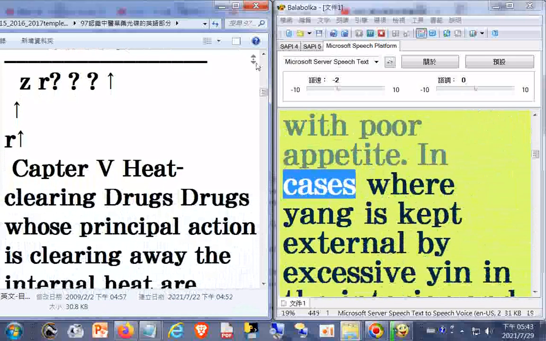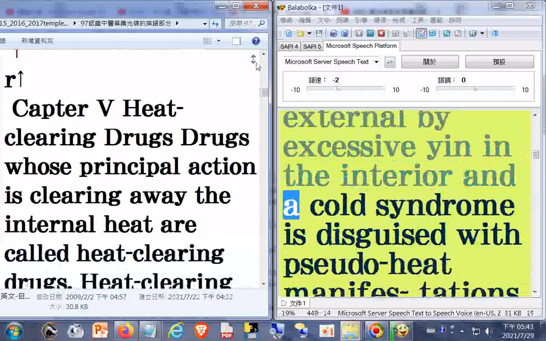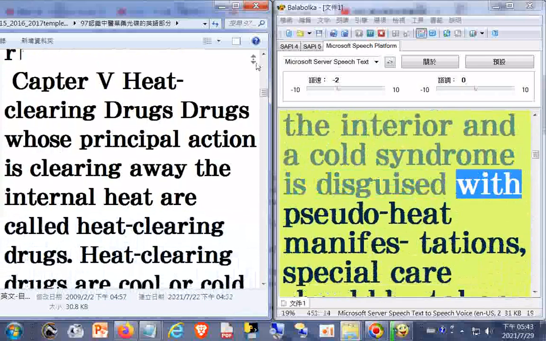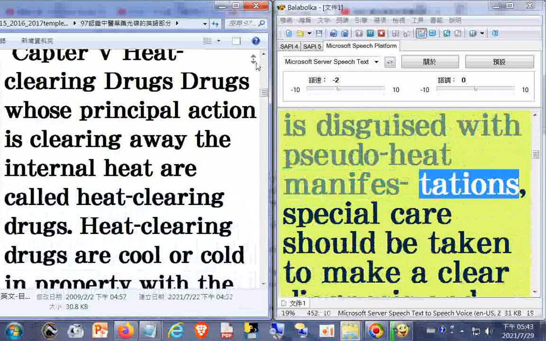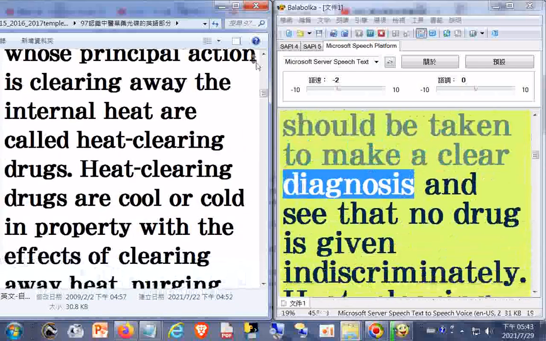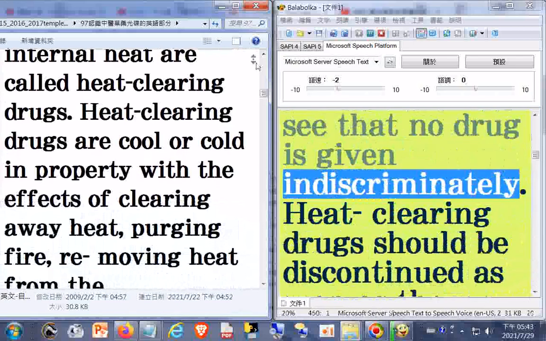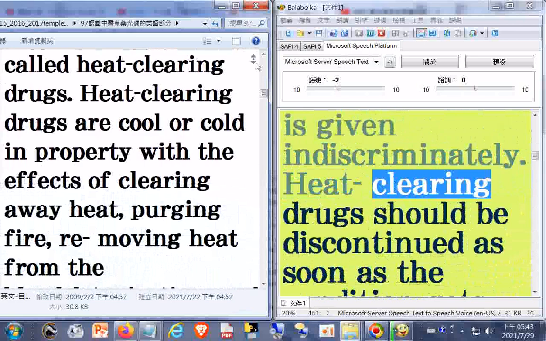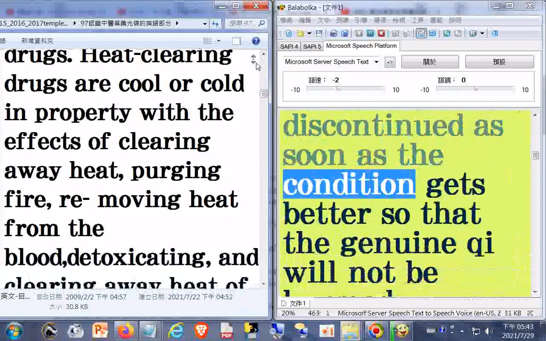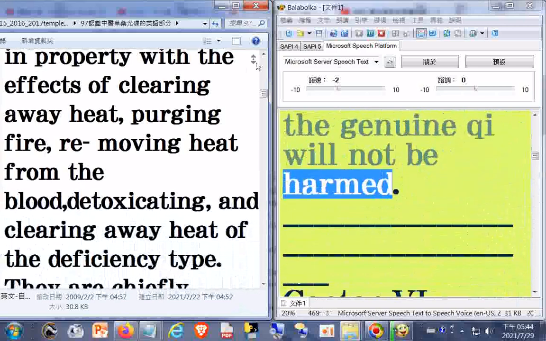In cases where yang is kept external by excessive yin in the interior and a cold syndrome is disguised with pseudo-heat manifestations, special care should be taken to make a clear diagnosis and see that no drug is given indiscriminately. Heat clearing drugs should be discontinued as soon as the condition gets better so that the genuine qi will not be harmed.